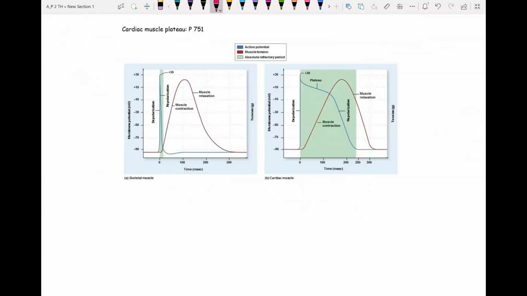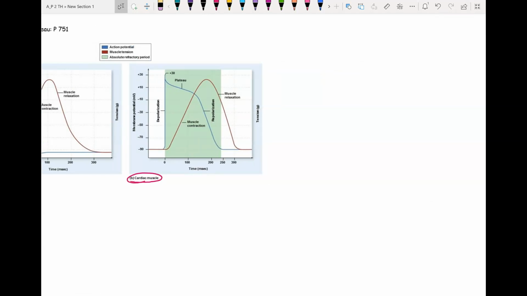In this section, we're going to compare cardiac muscle to skeletal muscle. So this graph is your cardiac muscle. This one is skeletal muscle. And we're doing this comparison because you already know about skeletal muscle from chapter 10, and we're going to see how cardiac muscle is similar and how it's different. One thing I want to point out here and make clear is that we are talking about the cardiac muscle cells. This is not the nodes.